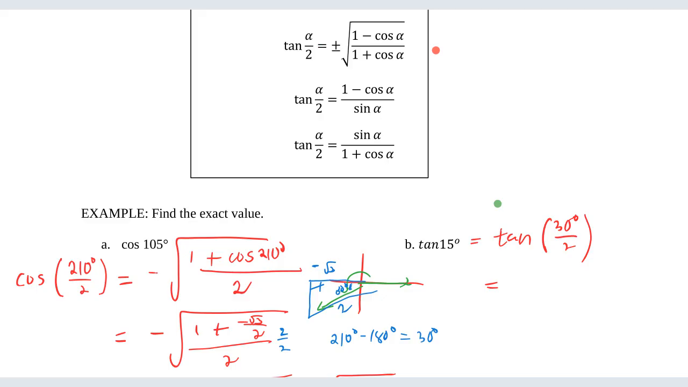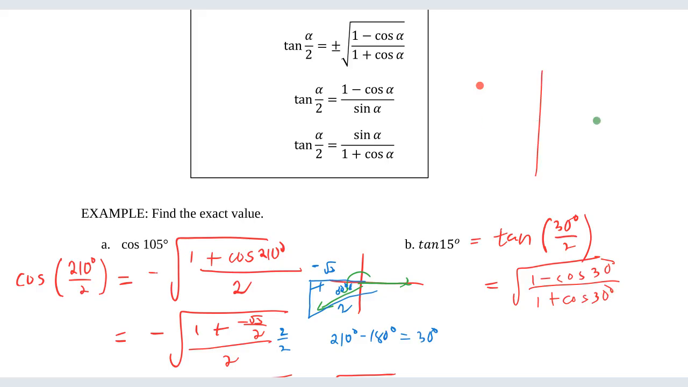All right, now using the first one here, which is the plus or minus, we know that the 15 degrees is in quadrant 1, and in quadrant 1 tangent is positive. So I'm going to go ahead and use the positive sign. Now I will get the square root of 1 minus cosine 30 degrees over 1 plus cosine 30 degrees.